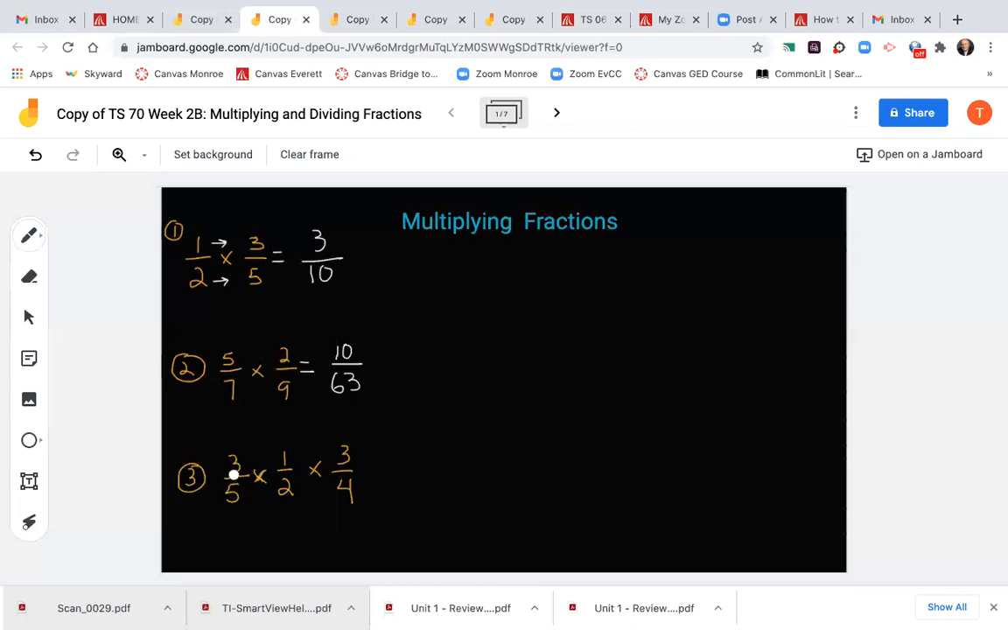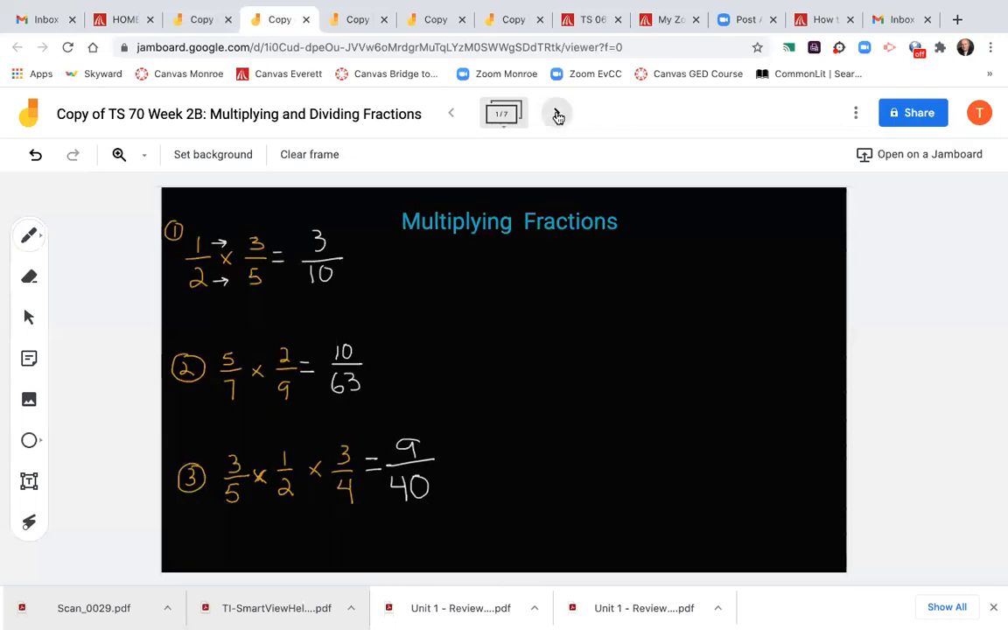All right, here's how I would do number 3. I would multiply the top numbers across. 3 times 1 is 3. I take that answer, 3, and multiply it by 3, and I get 9. Now, watch how I multiply the bottom numbers. 5 times 2 is 10. That answer times 4 is 40. And I don't think 9/40 reduces. So I just multiplied straight across, and took the answer and multiplied it by the next number.